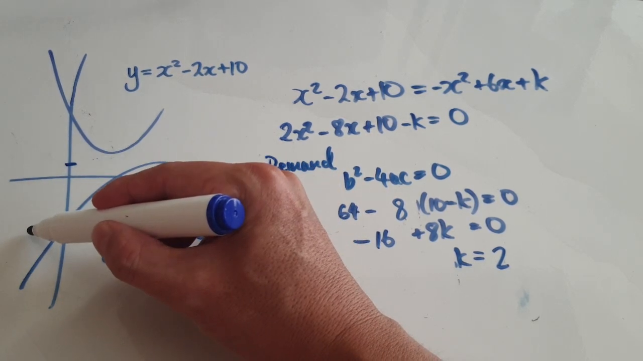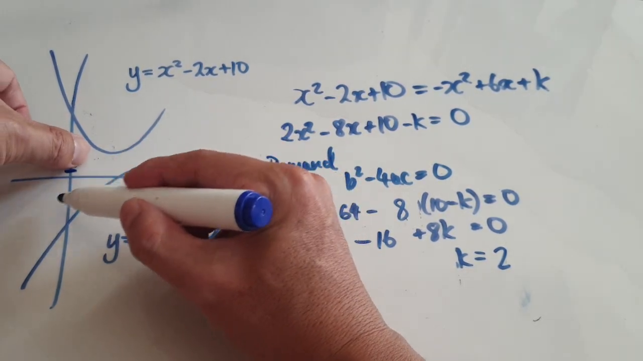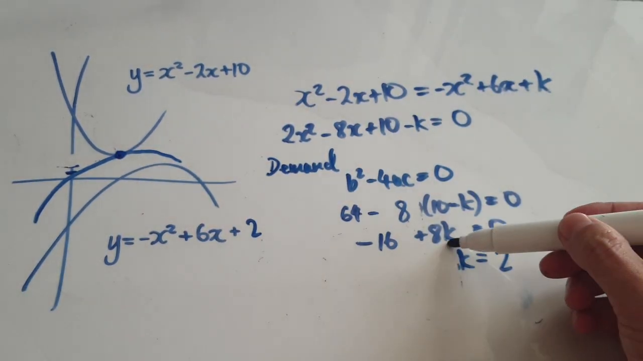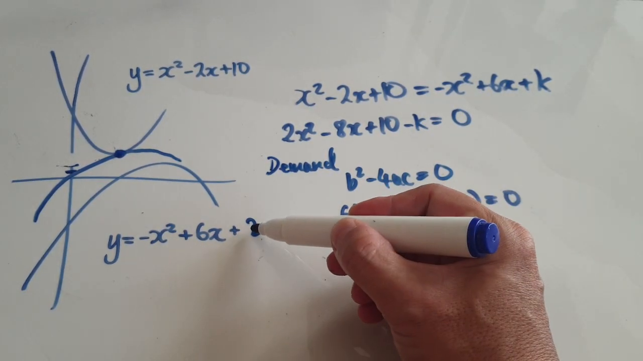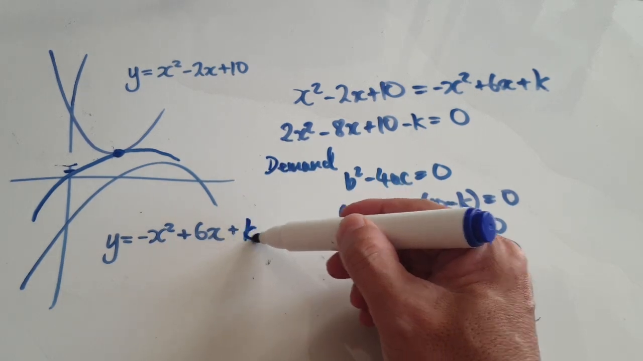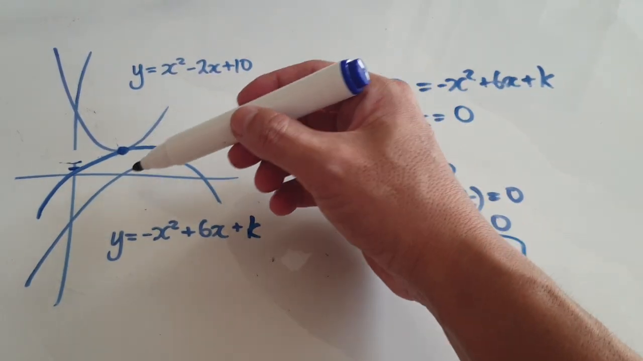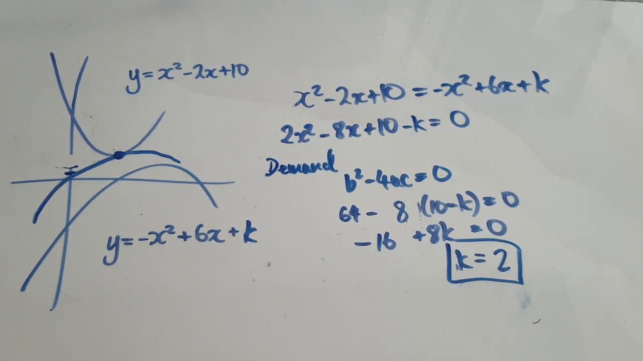So you see, when the intercept is at 2, not to scale, then there will be exactly one solution. So the final answer is 2. When k is 2, there will be exactly one solution, meaning the two graphs will touch just once. Okay?